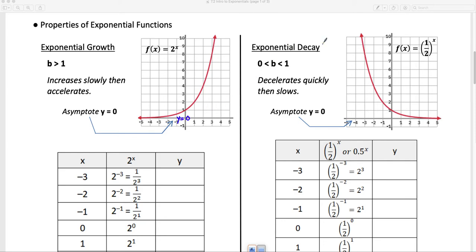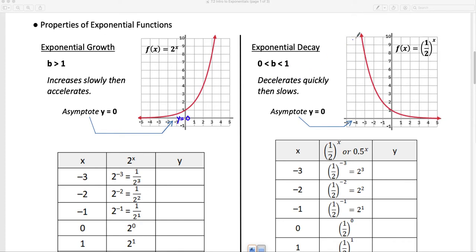All right, now compared to that, this is a graph that is exponential decay. And this graph is not increasing, this graph is decreasing. That's what decay sounds like. This is f of x is equal to 1/2 to the x. 1/2 is a value for b that is between 0 and 1.